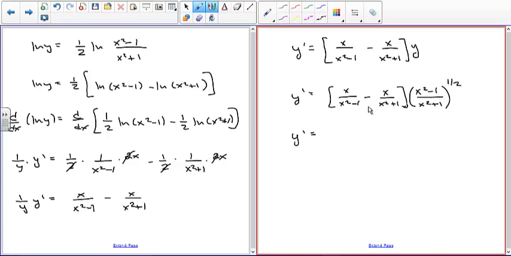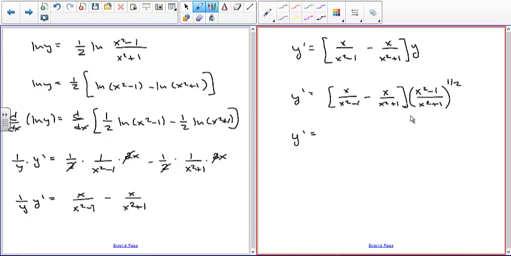So there's your answer. We took the derivative of everything with respect to x. That gave you 1 over y times y prime on the left-hand side. And we got 1/2 times 1 over x squared minus 1 times the derivative of x squared minus 1, minus 1/2 times 1 over x squared plus 1 times the derivative of x squared plus 1. Cancel out the 2's, and you end up with x over x squared minus 1 minus x over x squared plus 1. And then you multiply both sides by y, and then you plug y back in.